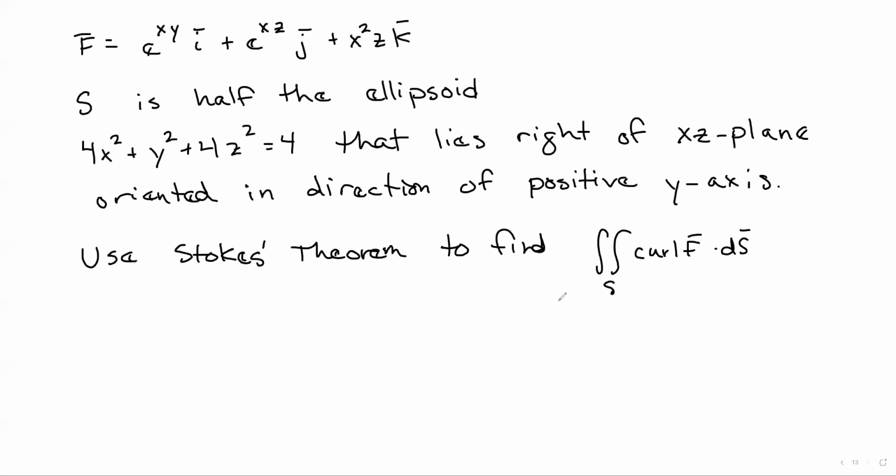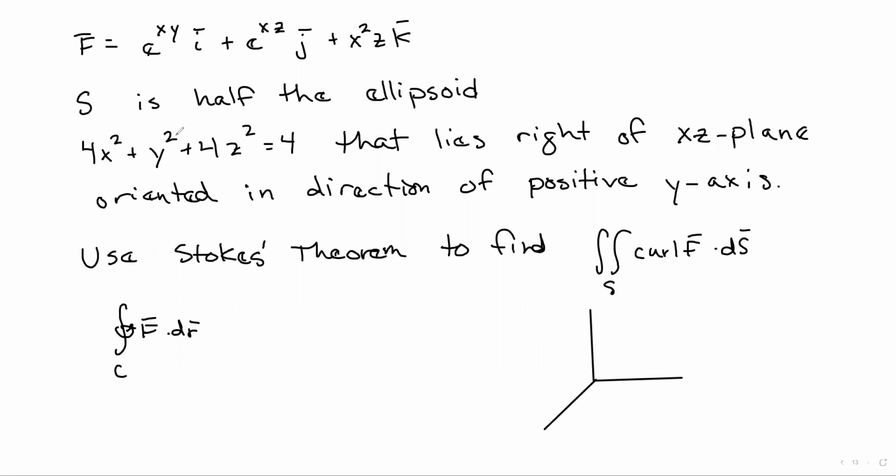As with the others, if they tell us to use Stokes' theorem to find this, that means we want to find the other side of Stokes' theorem. So what we're actually doing here is calculating F dot dr for this situation. Let's figure out the situation we've got. We've got half of the ellipsoid, the half that lies to the right of the xz plane. To graph this, the easiest way is to plot a bunch of intercepts.